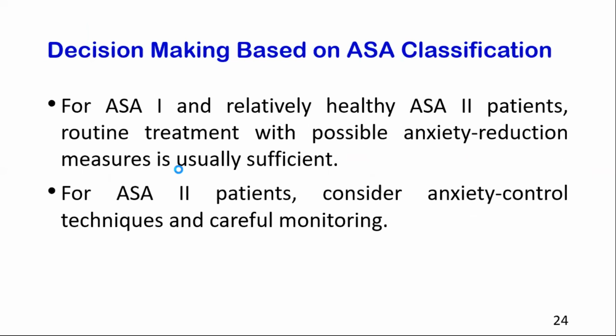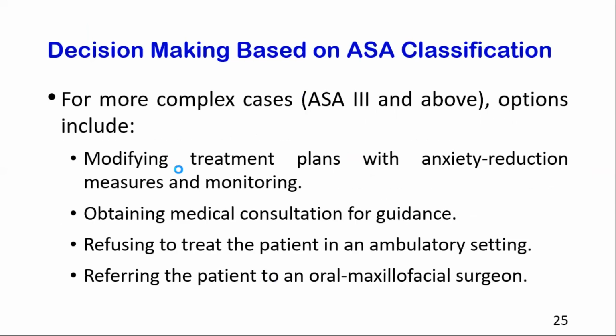For a healthy ASA 1 and ASA 2 patient, routine treatment with anxiety reduction measures is usually enough. For more complex cases, ASA 3 and above, options include modifying the treatment plan, seeking medical advice, refusing treatment in an office setting, or referring to an oral maxillofacial surgeon.